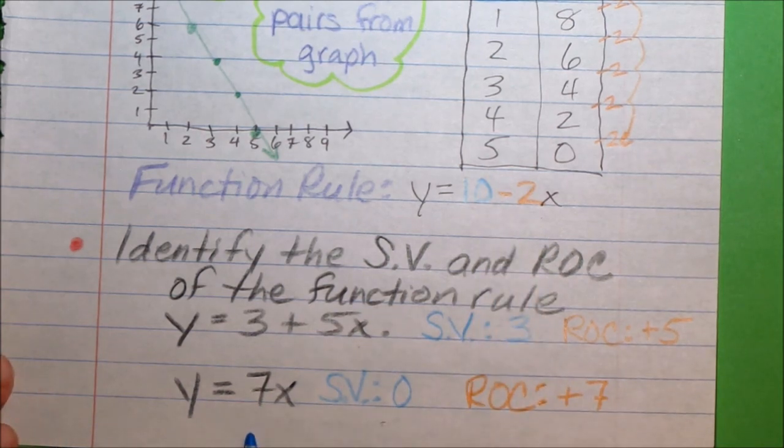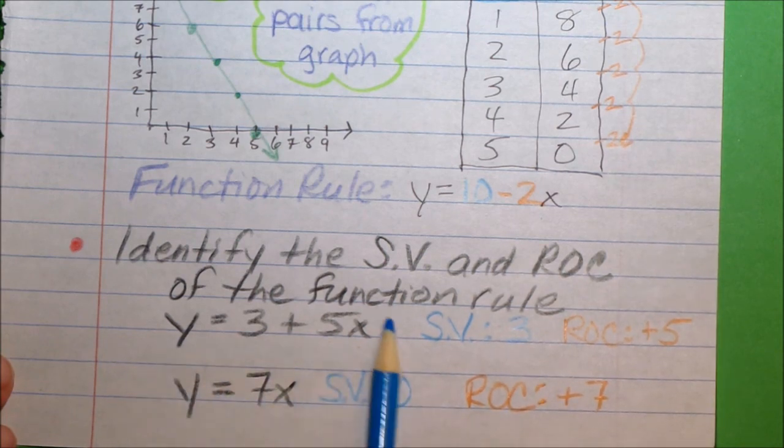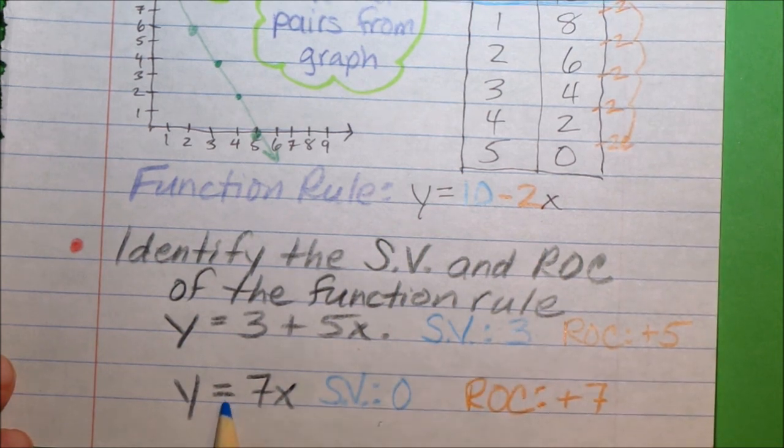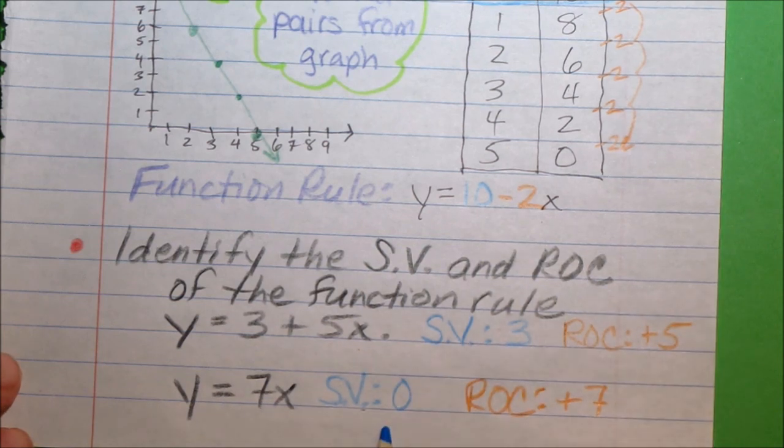But students often start thinking, okay, the first number of my function rule is my start value, so 7 must be the start value. No, if it's paired up with the x, that's your rate of change. That means they didn't show you a start value. And if they don't show you a start value, it's 0.